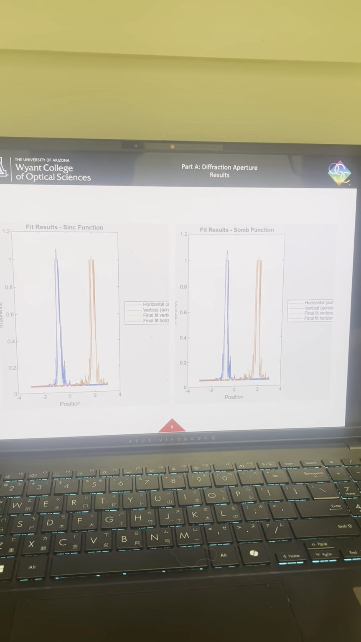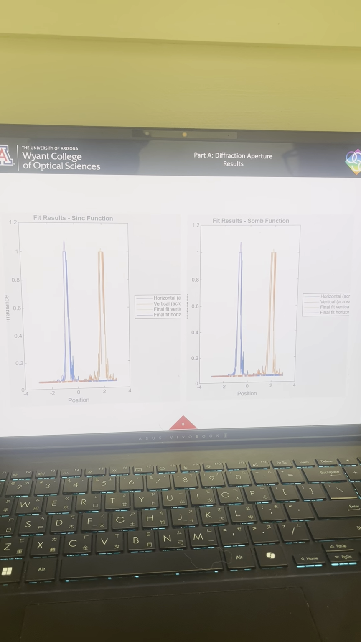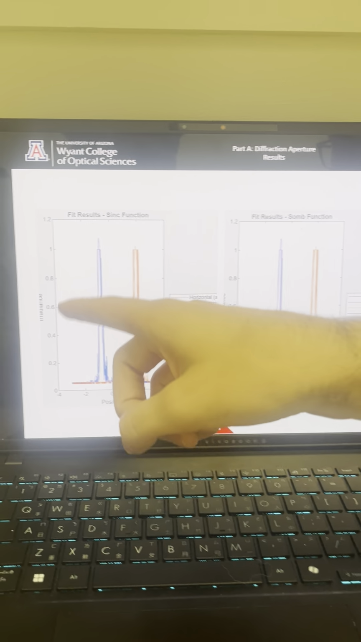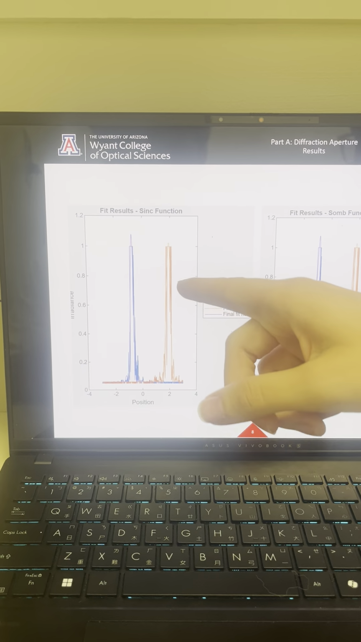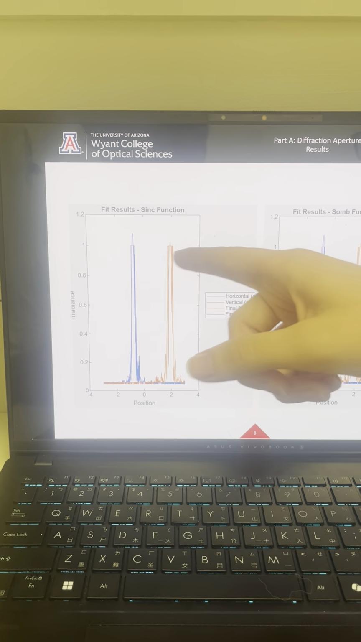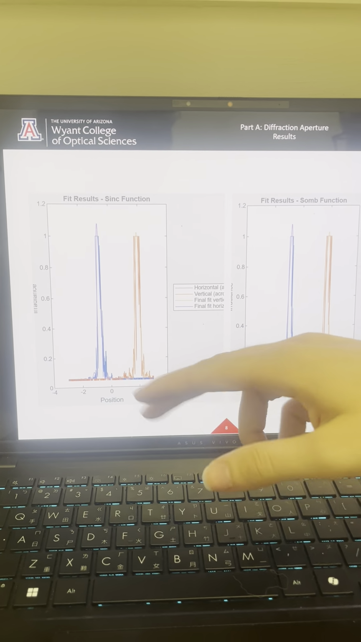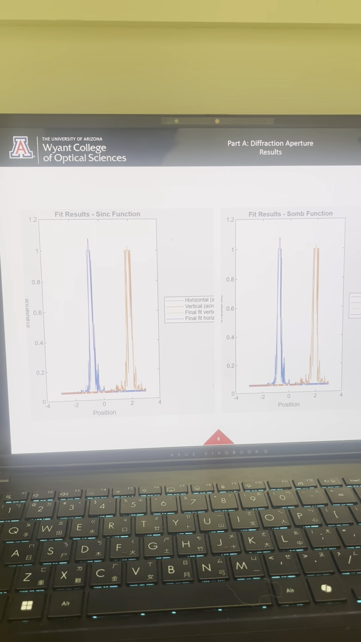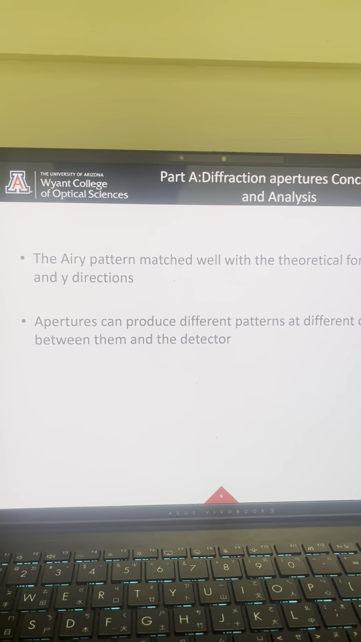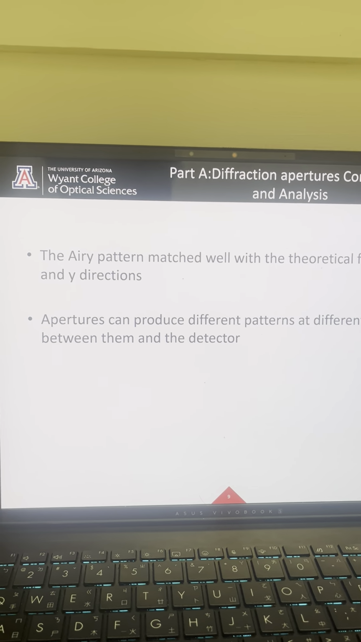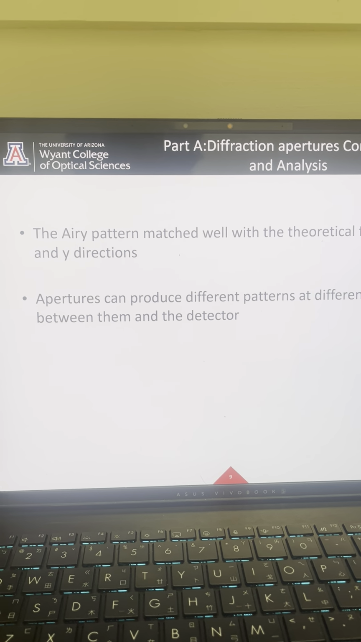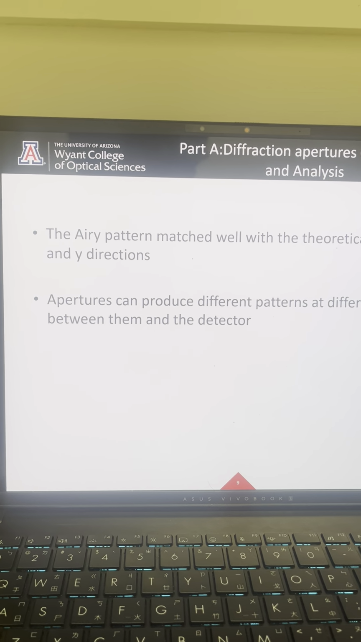So we used the provided MATLAB script to compare it to the theoretical Airy disk. As you can see, the experimental data is the blue and orange, while the theoretical is the purple and lighter orange here. On both the X and the Y axes, our values were very close to the theoretical, suggesting that we had good data. So the Airy pattern matches what we have for the X and Y direction. Apertures can produce different patterns at different distances between them and the detector.